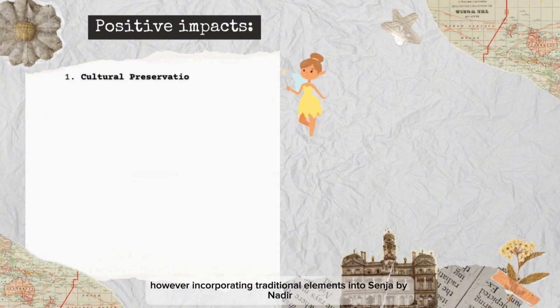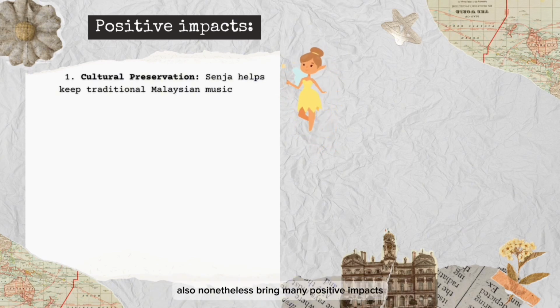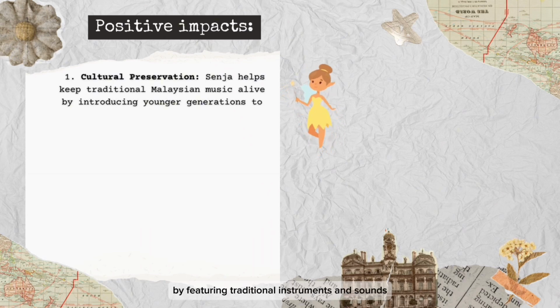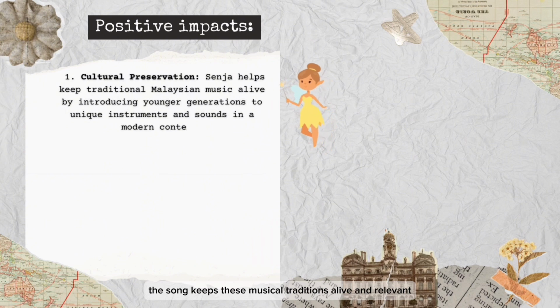However, incorporating traditional elements into Senja by Nadir also brings many positive impacts. First, it helps preserve Malaysian culture by featuring traditional instruments and sounds. The song keeps these musical traditions alive and relevant, especially for younger generations who might not encounter them otherwise.